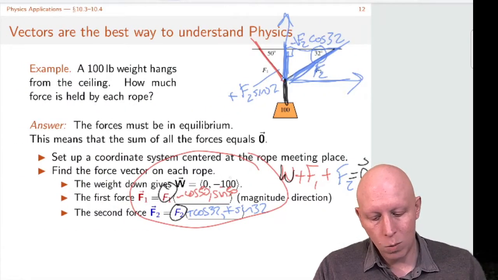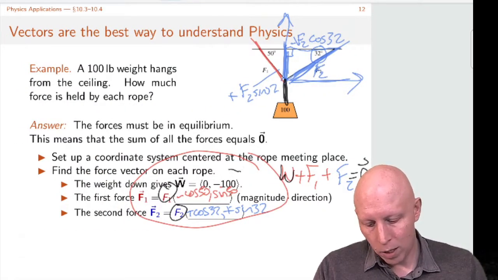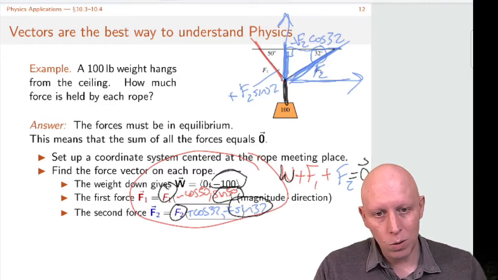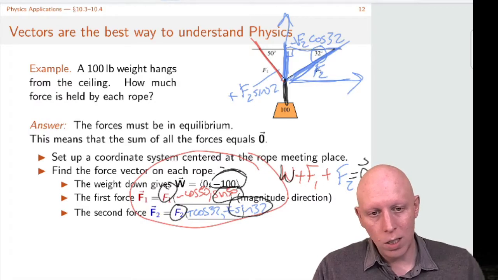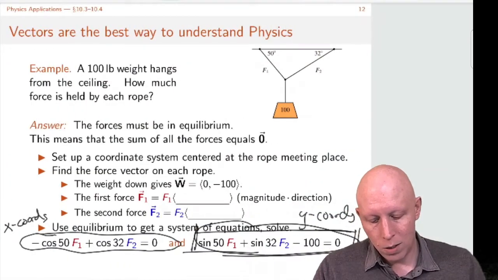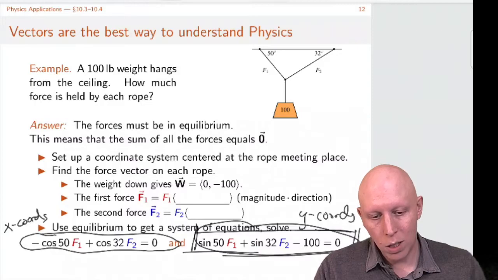All right, so let's look at the y coordinates here. The y coordinates are negative 100. The y coordinate here is F1 times sine of 50. And the y coordinate here is F2 times sine of 32. And because these three vectors add up to 0, then these three coordinates have to add up to 0. So that's saying sine of 50 times F1 plus sine of 32 times F2 minus 100 is equal to 0.